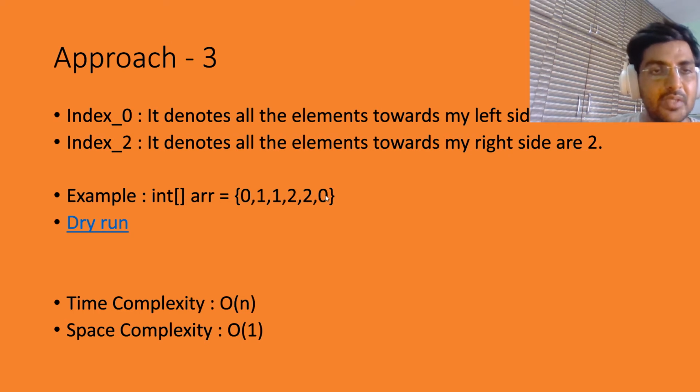Now what I told you, index 0 denotes the index where all the elements towards my left side are 0. So here, the first element is 0, so index 0 will come here. Here it is non-zero, so it will point to this index. Similarly, index 2 will come at the last. It will point to the first element, which is non-2. So index 0 will point to the second element, and index 2 will point to the last element of the array.